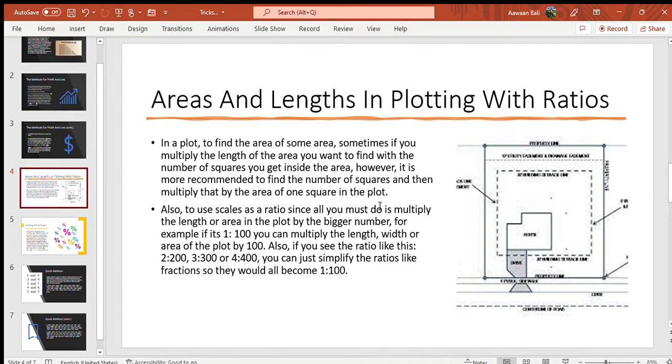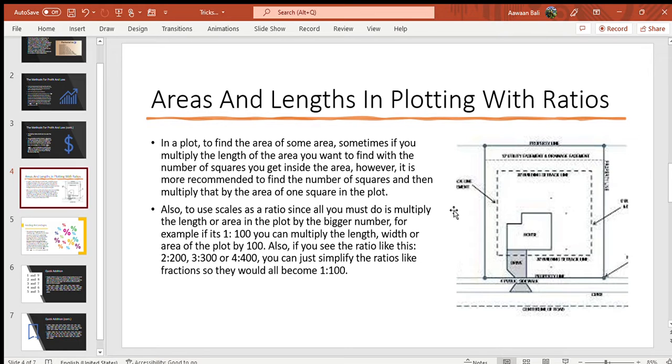Areas and lengths in plotting with ratios. In a plot, to find the area, sometimes you multiply the length of what you're finding with the number of squares you find inside the area. Now, however, it's more recommended to find the number of squares inside the area and then multiply that by the area of one square in the plot. That works better.